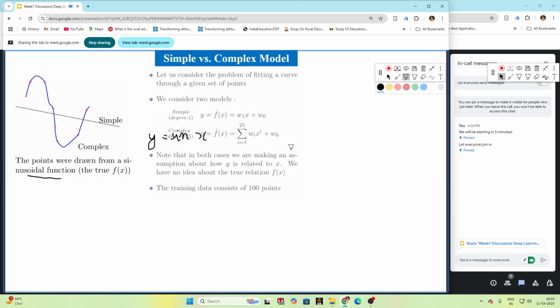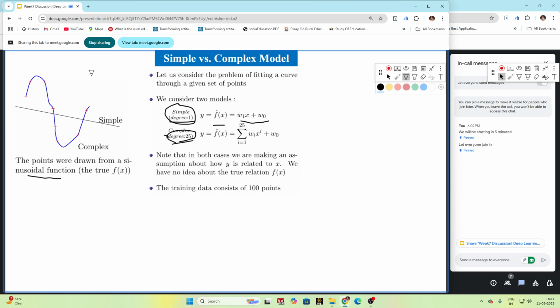Now we are interested to fit two types of curves. One curve is a simpler curve. What the simple curve means is the predicted function will have fewer parameters. So for the simple model I am taking a degree 1 polynomial, and a degree 1 polynomial means a straight line. A straight line means we have two parameters, w1 and w0. Second, we have a complex model. In the complex model, we have many parameters. Here it is a degree 25 model, so we will have 25 plus 1, or 26 parameters. Okay, so this is the thing.